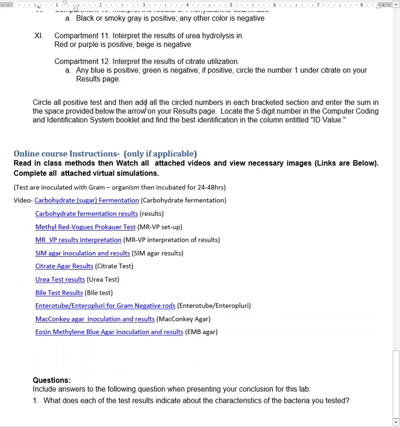So we circle all these. There are circles on the actual results, and there's a form that goes with it. You add those up together and you take those 5 digits to the identification book, and it gives you the information. Okay guys, I've been to all of these sites and these are very short for the most part.